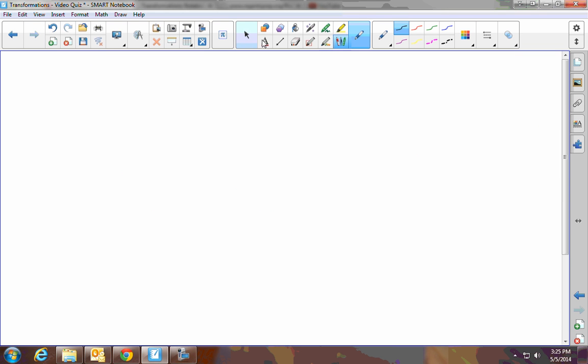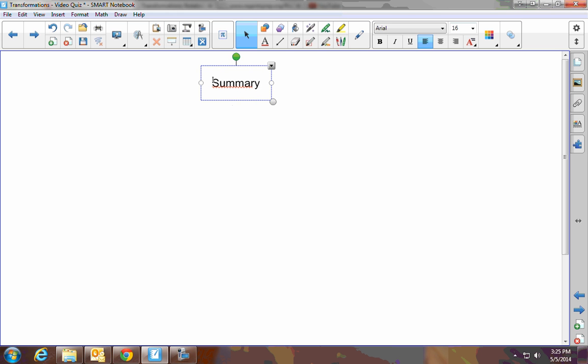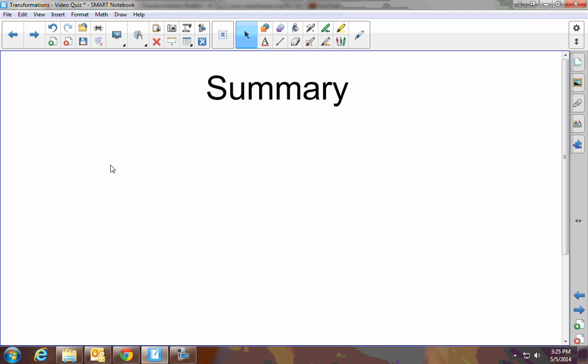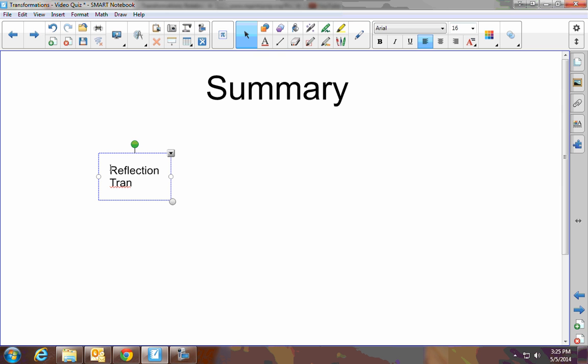All right, this takes us to the very end. So to summarize, we've got 4 different types of transformations. Okay, the first one is a reflection. The second was a translation. We did rotations and last dilations. Okay, and there's specific rules to each one, but hopefully you got the general concept.